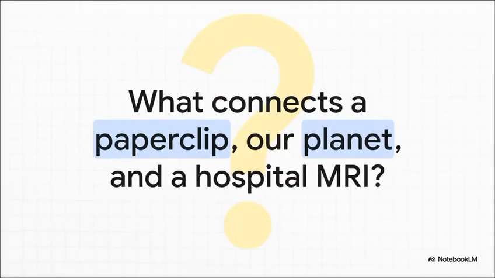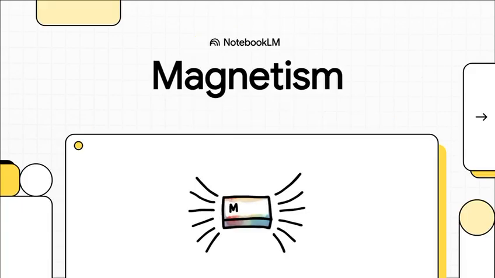Okay, here's a question for you. What in the world connects a simple paperclip, our entire planet, and one of those high-tech MRI machines you see in hospitals? Well, the answer is this invisible, super powerful force that, honestly, shapes our world in ways you probably don't even realize. We're talking about magnetism. And today, we're going to pull back the curtain and really figure out how this incredible force actually works.